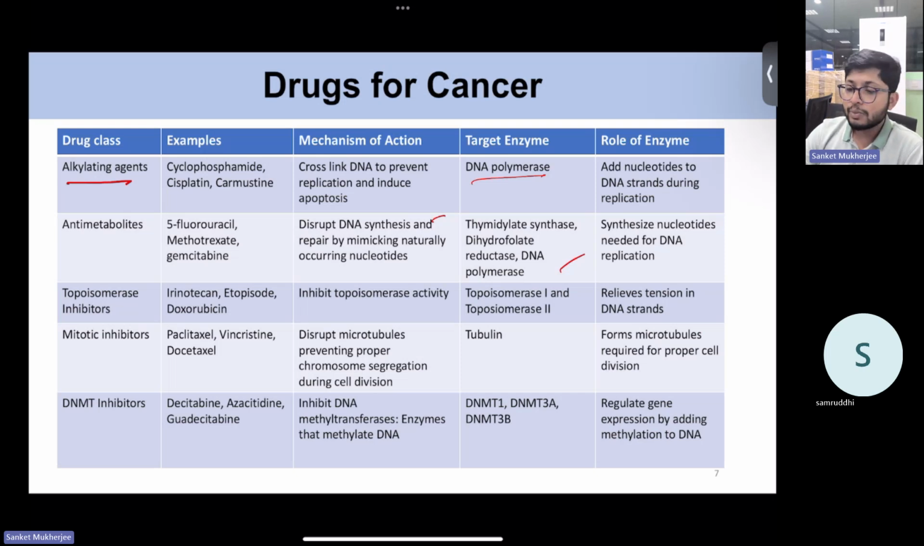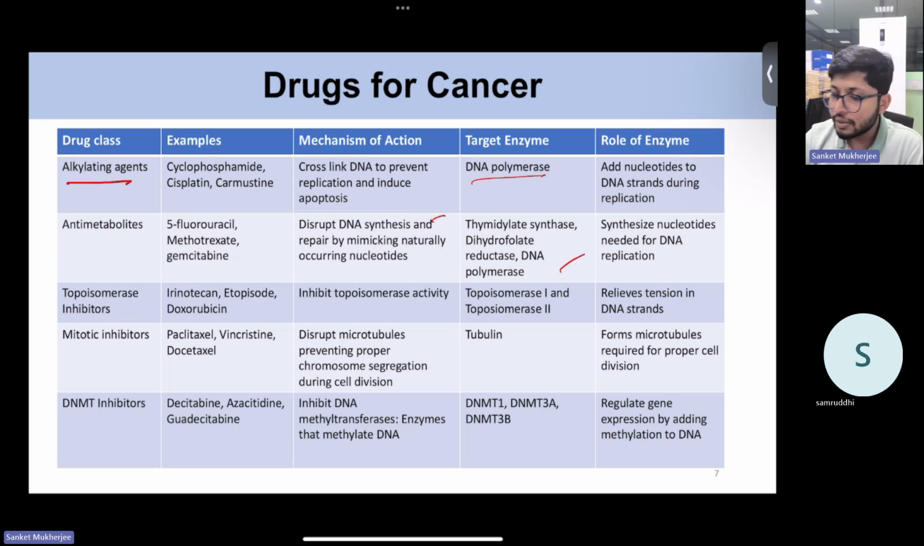Similarly, there are topoisomerase inhibitors like irinotecan, etoposide, and doxorubicin. They inhibit the topoisomerase activity, topoisomerase 1 and 2 in specific. And these topoisomerases are usually helpful in uncoiling of the supercoiled DNA strands.